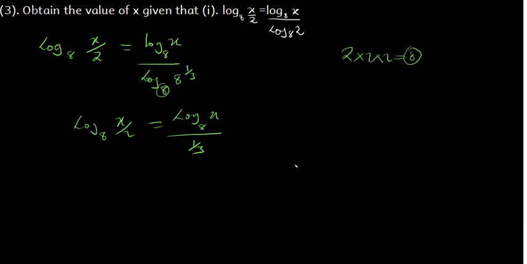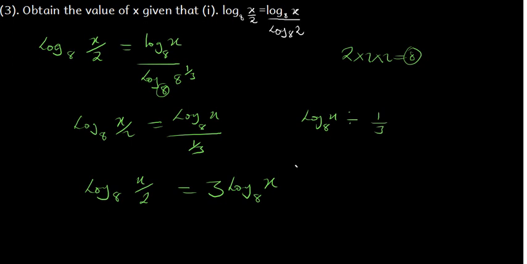Well, at this point now, log of x in base 8 divided by 1 over 3 is the same as: log of x over 2 in base 8 is equal to 3 log of x in base 8. The thing is this, log of x in base 8 divided by 1 over 3, I can change this sign to multiplication, and then the 3 goes on top, the 1 comes down. That is why I've written it like this. So it's the same thing.